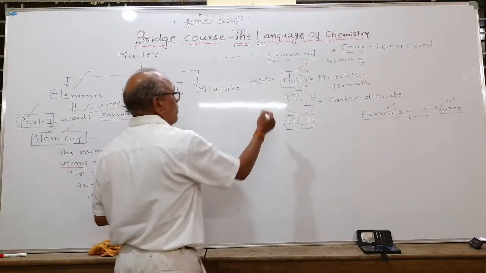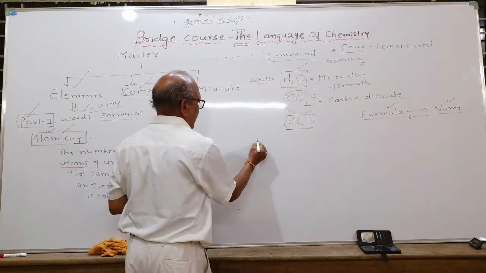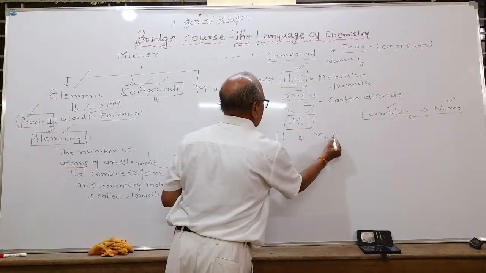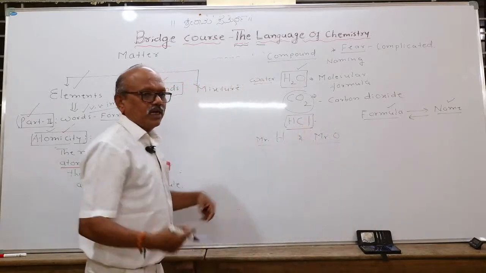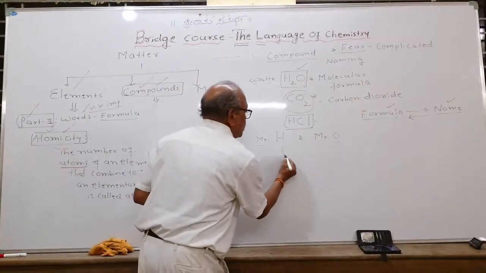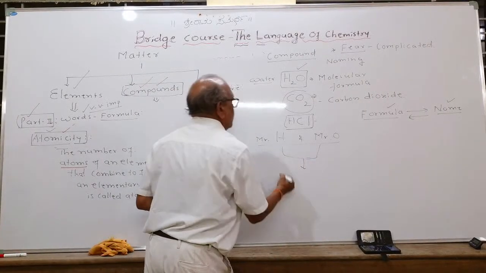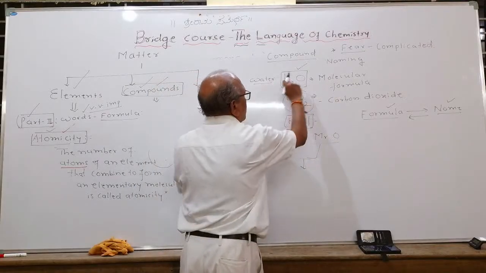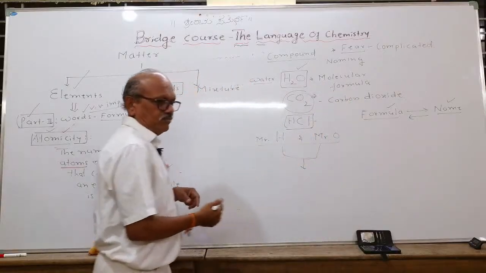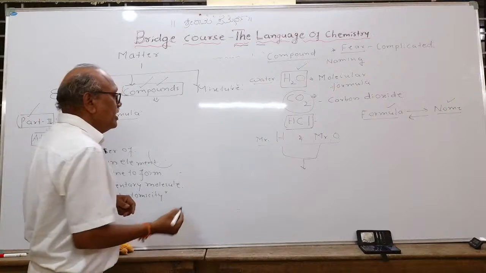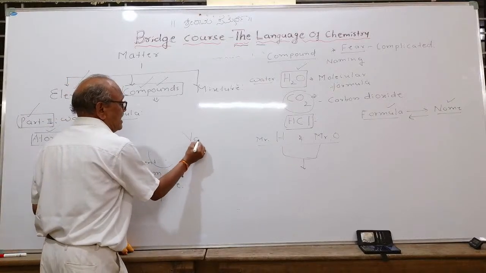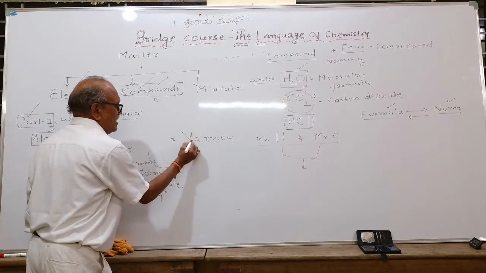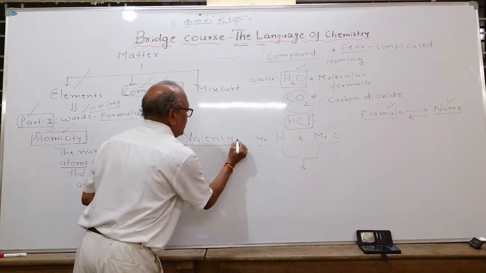Now, what must have happened to form a water molecule? Mr. Hydrogen and Mr. Oxygen, both of them must have combined chemically. That combination means 2 hydrogen atoms and 1 oxygen atom combined to form the molecular formula of water. During combination, both of them will exhibit their valency. Very, very important concept. You must know about valency. Valency comes in the chemical reaction.